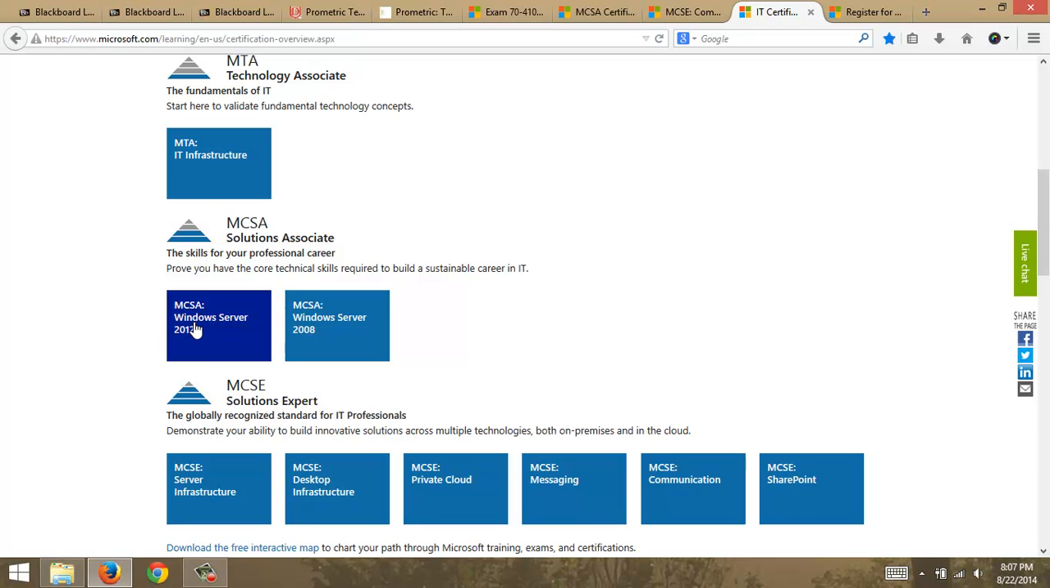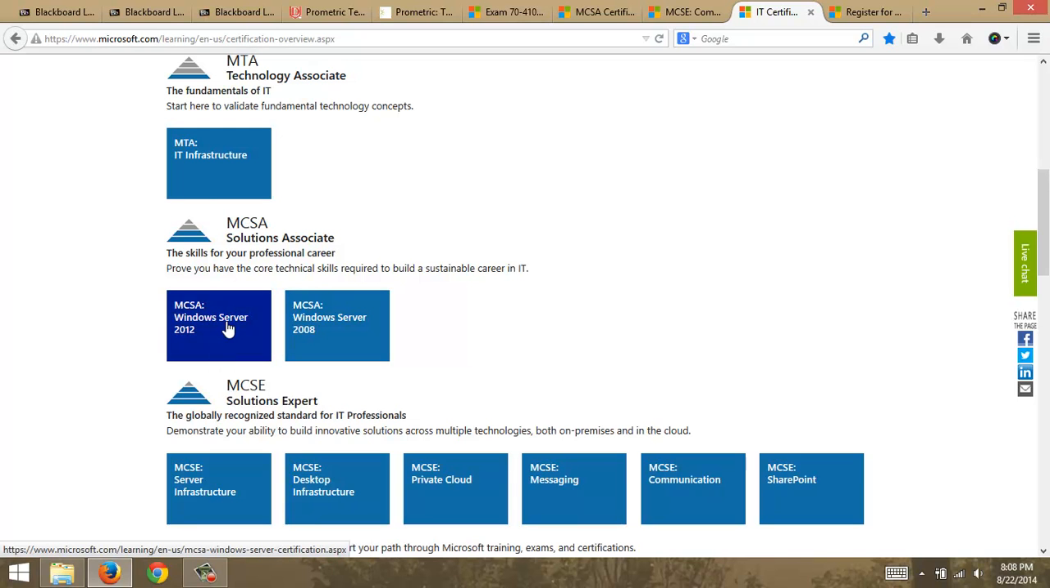So the MCSA, what we're going to focus on is the Windows Server 2012 edition and the R2, which is release 2. And our book covers this, and all of the tests will be R2 based. Now, Windows Server 2008, we have been teaching that in the past, and that certification was retired in January, so there's no sense going down that path.